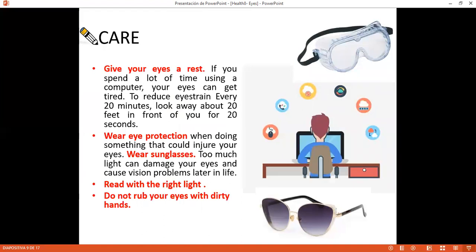So, how do we take care of this? You need to give your eyes a rest. Do not spend so much time using a computer, a video game of any kind, or phones. If you need to do it while you're working on your homework or classes, you should look away every 20 minutes for 20 feet for 20 seconds. So that's the rule of the 20.